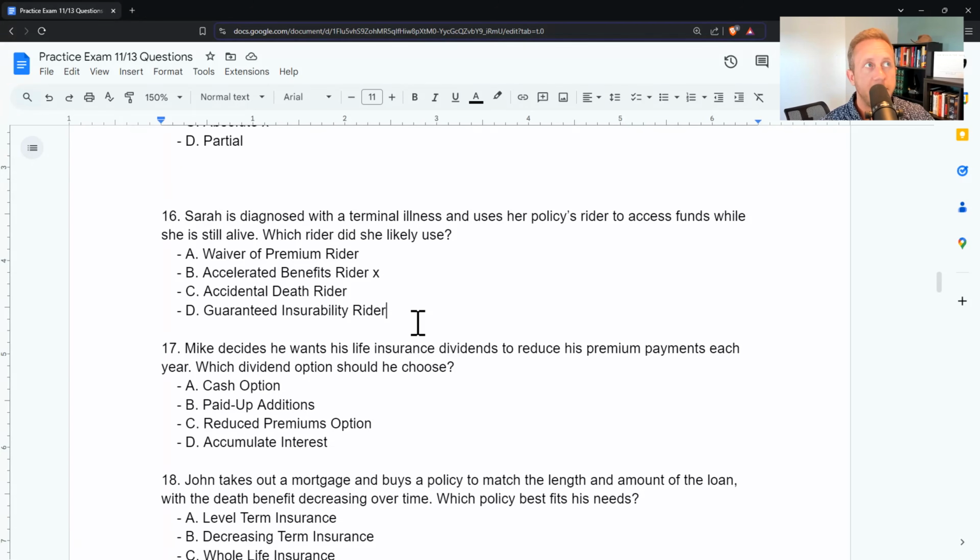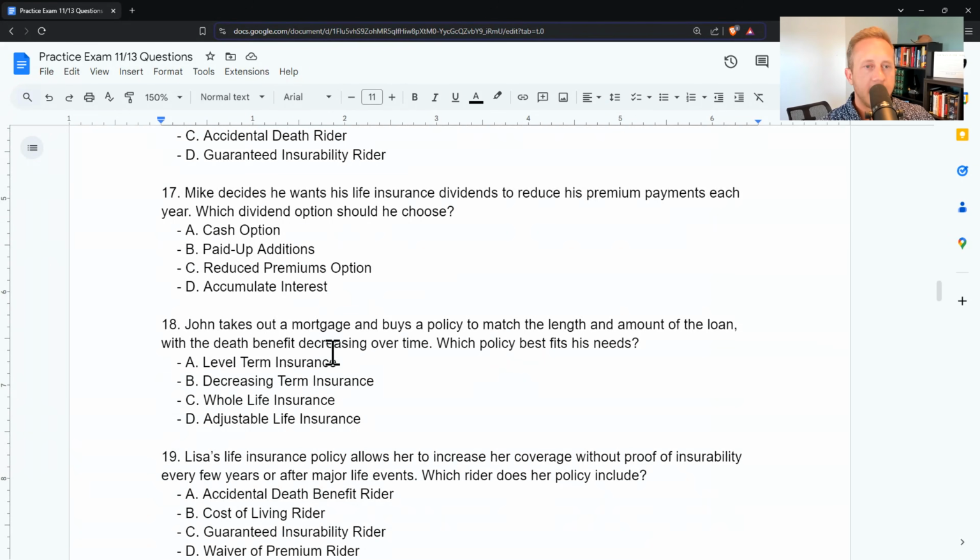So the guaranteed insurability rider, one example would be, if she has that rider, she could say, if I have kids, I want to be able to increase my face amount. She has a child, she could increase it, or she can say, every 5 years or 10 years, I want to increase my face amount without having to go through underwriting again and show insurability.